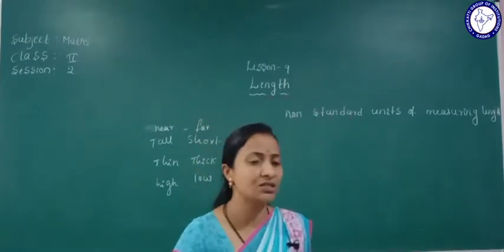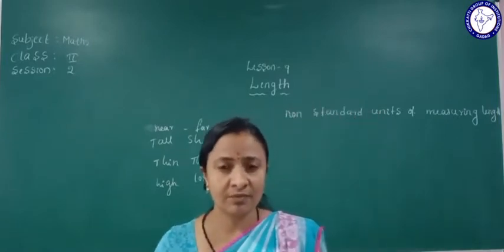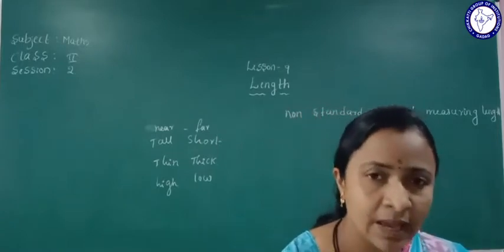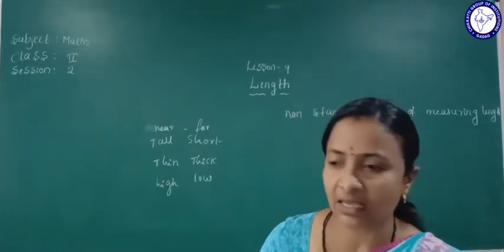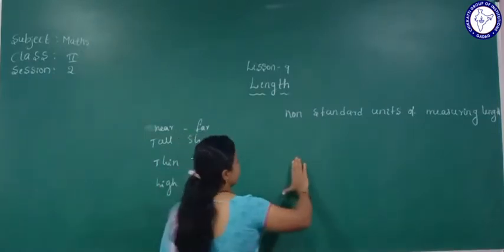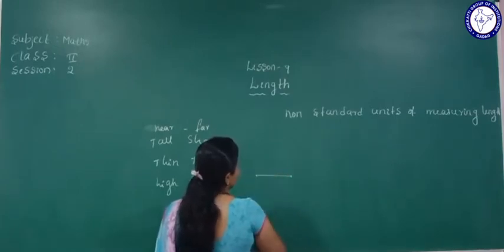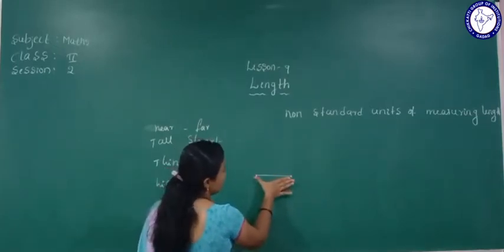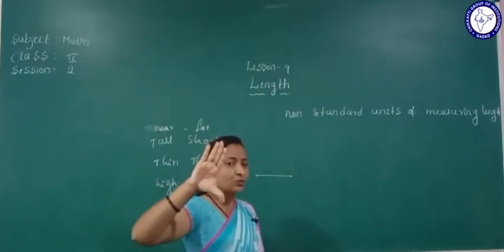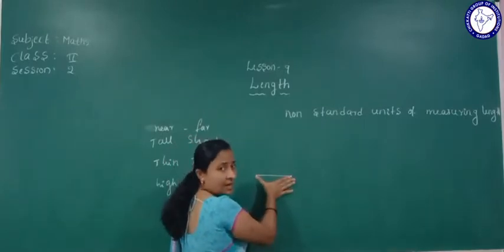So non-standard units are those we formally call 1 foot, 1 cubit, and 1 hand span. I'll tell you the first one. See students, I'll make a line. From here to here, we can call this 1 hand span. We measure like this, so this is a 1 hand span.